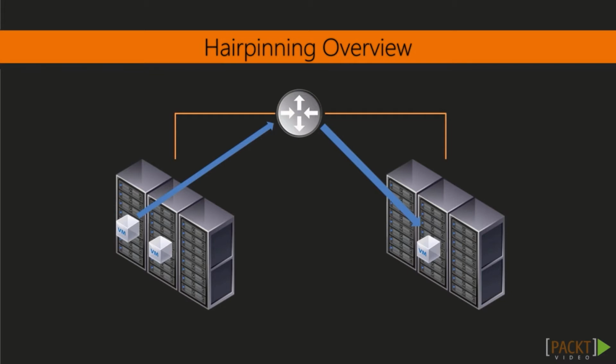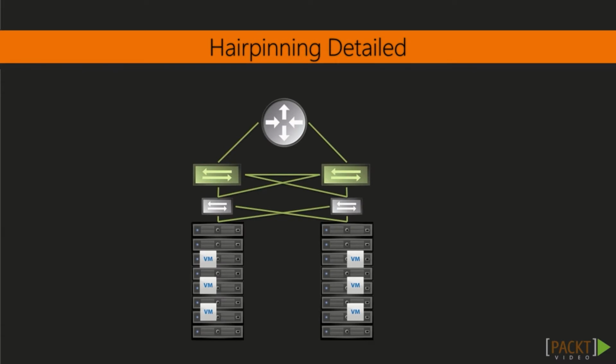The hairpinning itself happens if virtual machines on the same ESXi having different subnets configured want to talk to each other, because the traffic flows from the virtual machine up to the physical router and back to the virtual machine, while we might be running on the same host. So within NSX, we have a feature allowing us to avoid hairpinning.